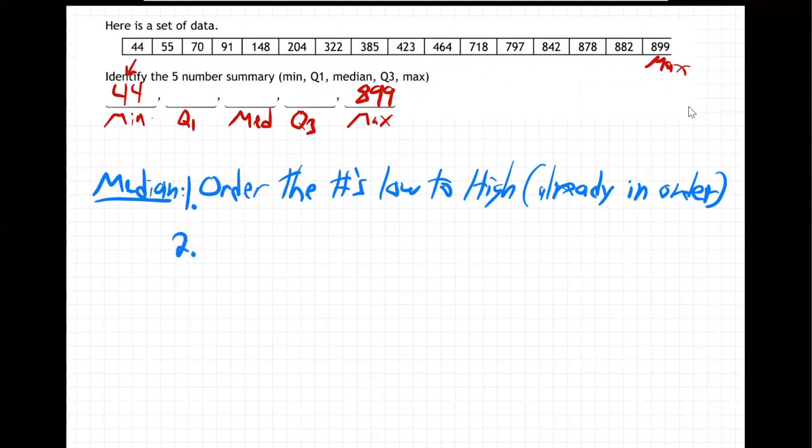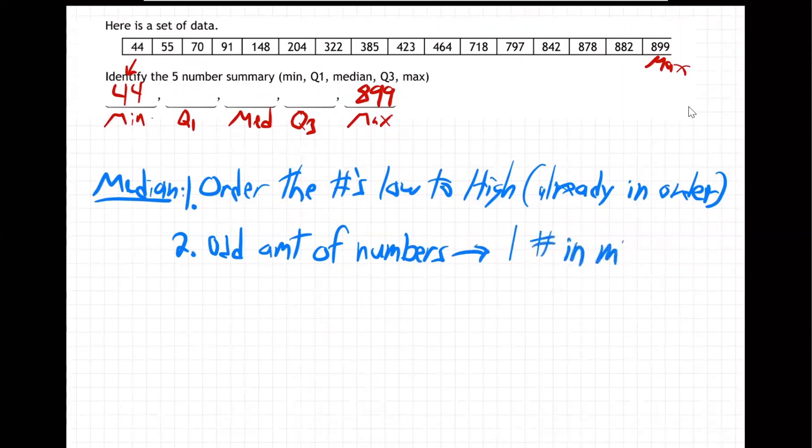Step two, if you have an odd amount of numbers, then there's one number. You'll have one number in the middle. Like we have 5 fingers, which is an odd amount of fingers, so we have a middle finger, one finger in the middle, right? One number in the middle, that's the median.